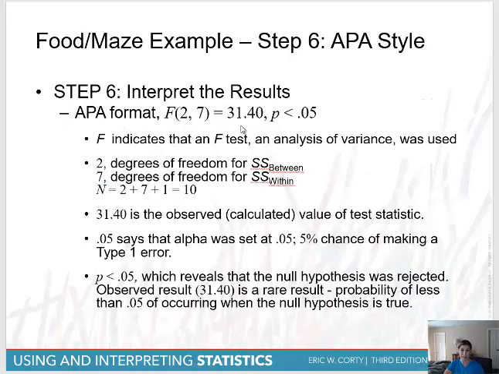And what we do is state it in APA format. So f for 2 and 7 degrees of freedom. Remember, this refers to our between subjects degree of freedom. It tells the reader that there were 3 treatment conditions. And this is our within subject degree of freedom. This tells the reader that there were 10 participants, because this plus the 3 groups equals 10. So f for 2 and 7 degrees of freedom is 31.40. The null was rejected at the alpha level of 0.05.